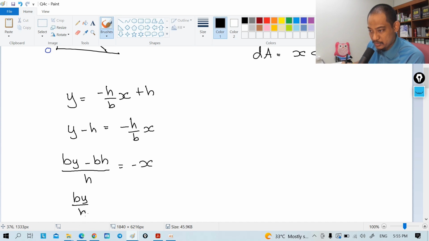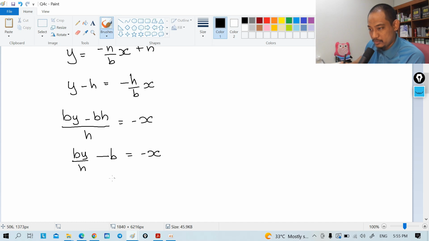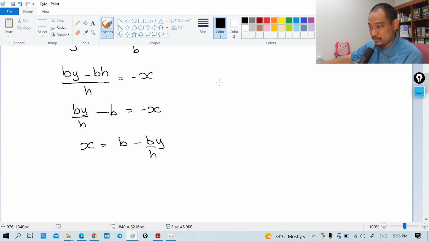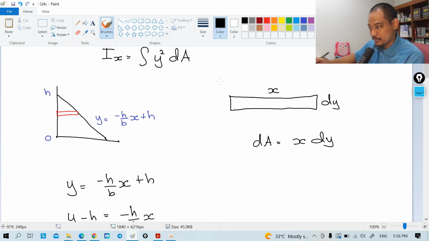By over h minus b equal to minus x. So if you multiply by negative, x equals b minus b y over h. So meaning b minus by over h. So dA is b minus b y over h dy. Right, so that's the thing.